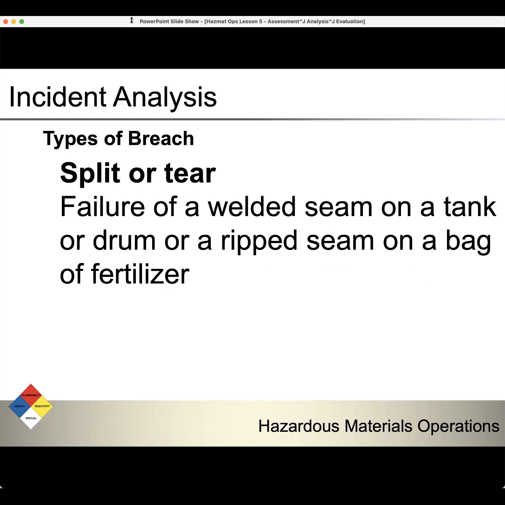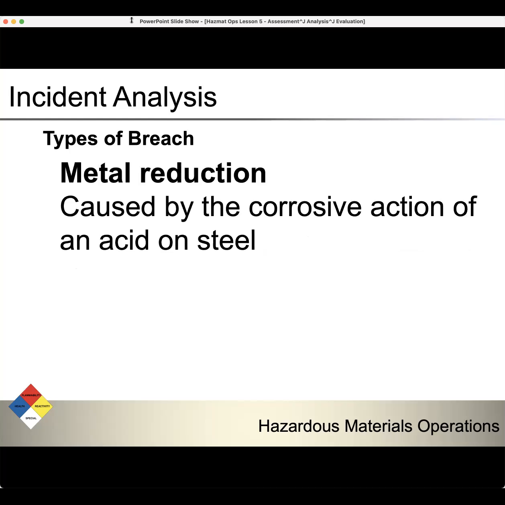A split or tear is a failure of a welded seam on a tank or drum, or a ripped seam on a bag of fertilizer. So runaway cracking is not a seam. Split or tear is a seam. Metal reduction. So this is when you get corrosive materials on steel or some other metal, and it actually, or even rust would be metal reduction. Some type of oxidation in that form or corrosive action.